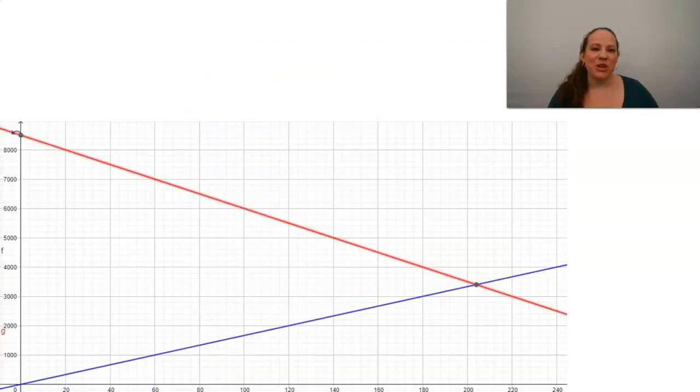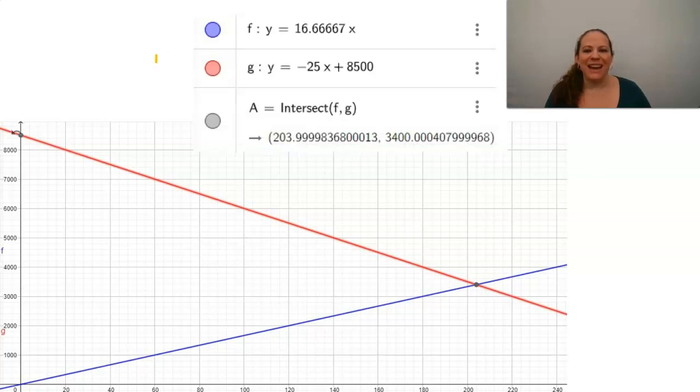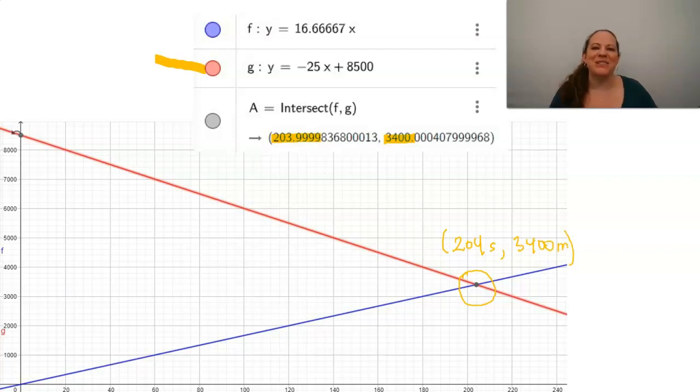So now let's see what GeoGebra had to say about the intersection of our lines. We got, no surprise, 204 seconds because we'll round that up, and 3,400 meters. So great news that we got the same thing from plotting as we got algebraically. So we're saying that point right there is 204 seconds, 3,400 meters from where the blue train started.